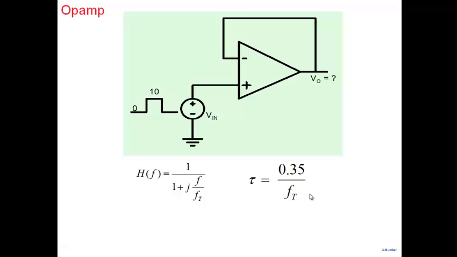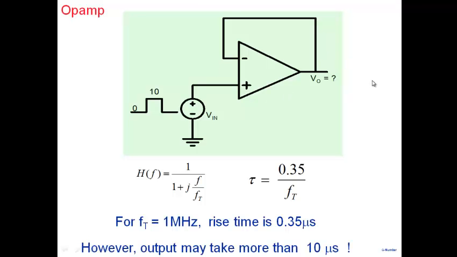Now, if you recall, I've been saying that your op-amp can be modeled as a first order transfer function. If I connect it in this particular unity gain feedback mode, the op-amp can be described as 1 by 1 plus j f by ft. Now, if the op-amp can be modeled like this, then if I apply a signal here, what I would expect is that my output would rise exponentially and fall exponentially, since we are modeling it as a first order transfer function.